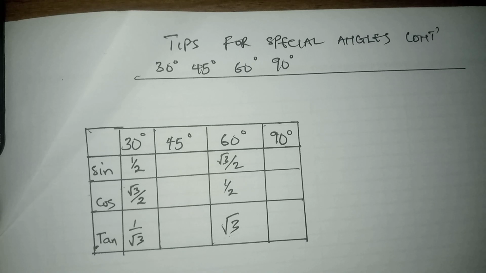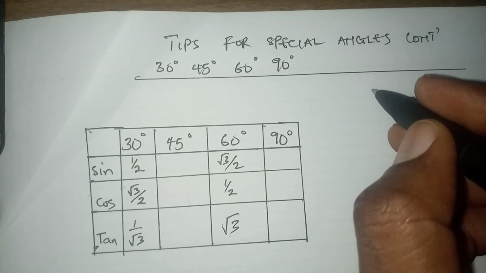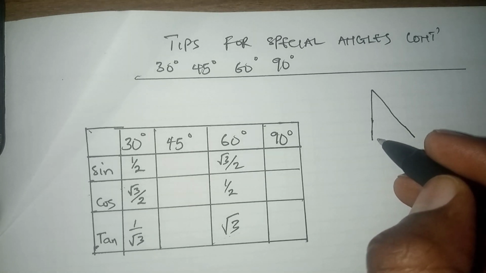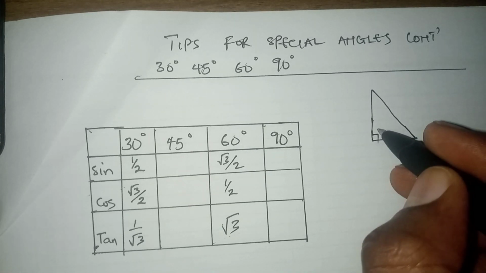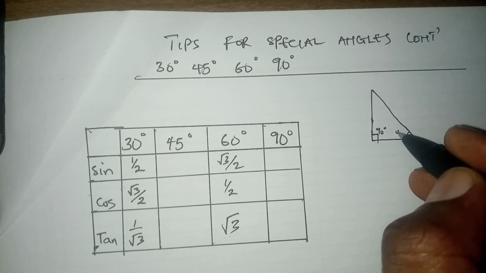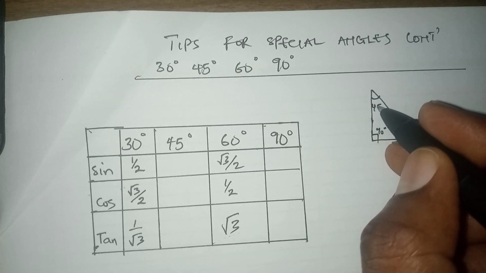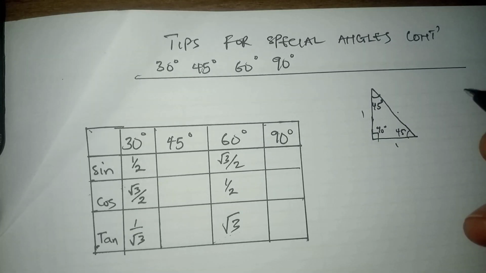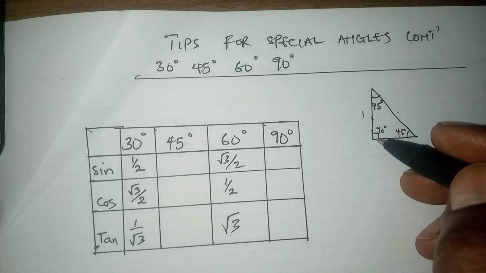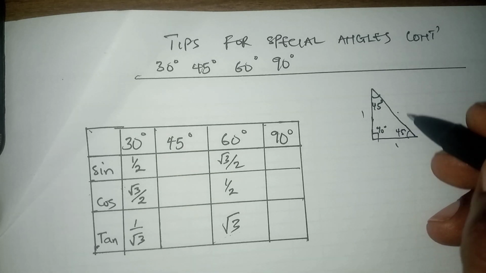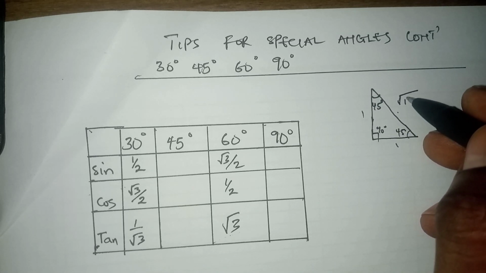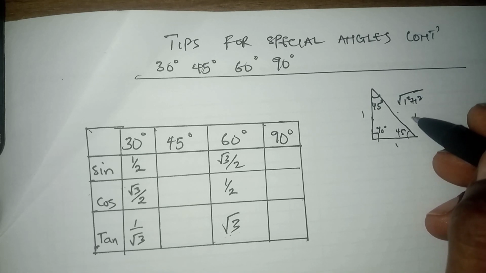So now, in this class, what are the sine, cosine, and tan values for angle 45 and angle 90? We have a right angle triangle here. This is 90 degrees, so these are 45, 45. We have the two adjacent sides 1. Then the hypotenuse can be found using Pythagoras theorem, since it is a right angle triangle: square root of 1 squared plus 1 squared. So this is square root of 2.